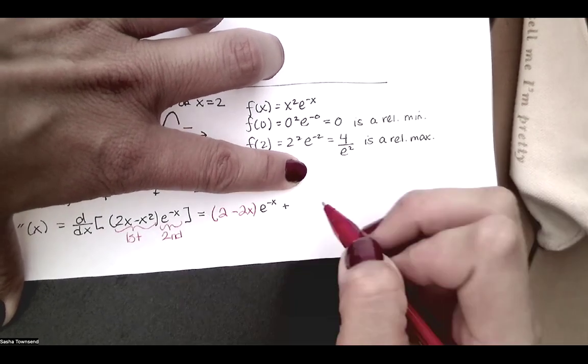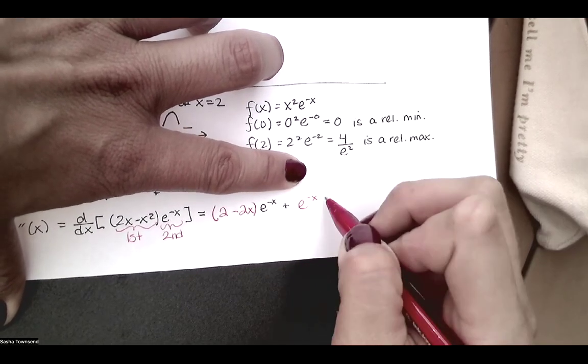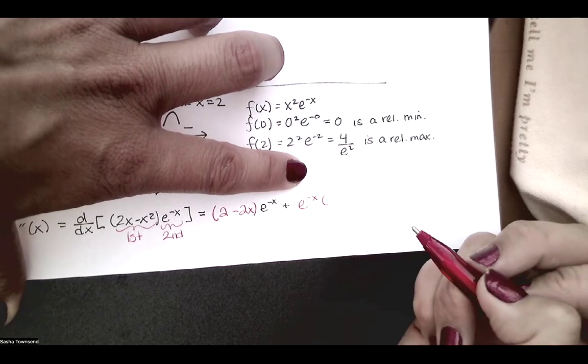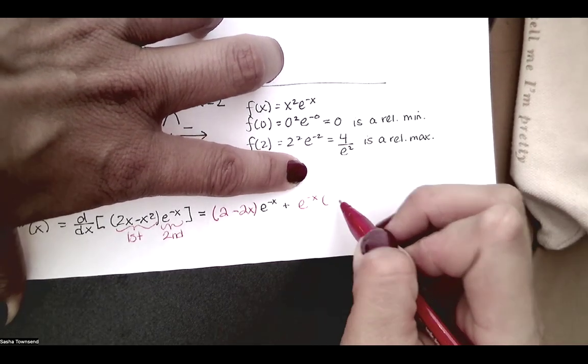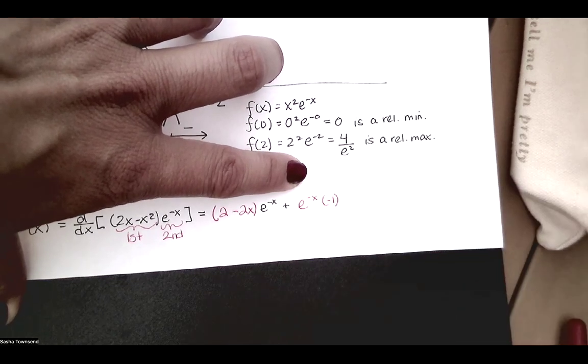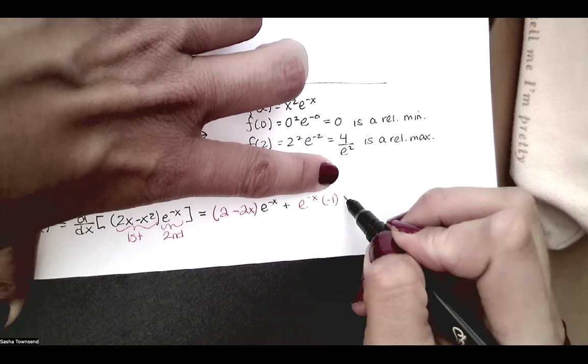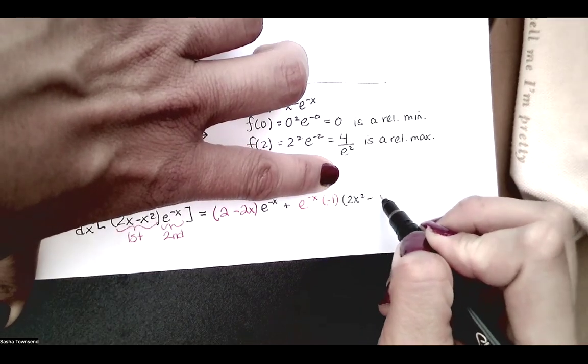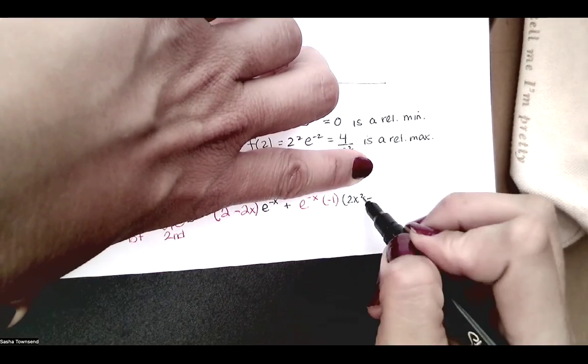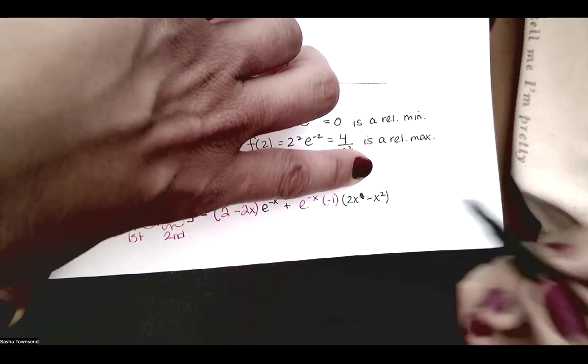The derivative of e to some power is e to that power, times the derivative of the inside for the chain rule. And the inside function is negative x. Derivative of negative x is negative 1. So that's the derivative of the second, and then we multiply by the first. Oops. Sorry, that should be 2x minus x squared.